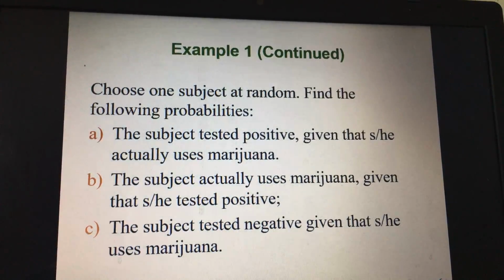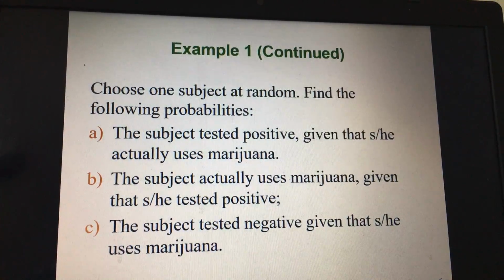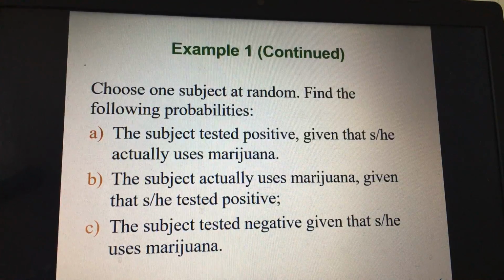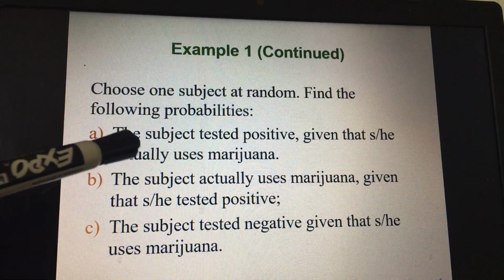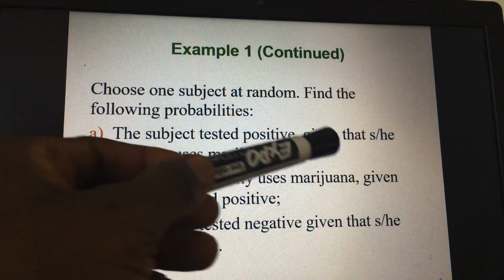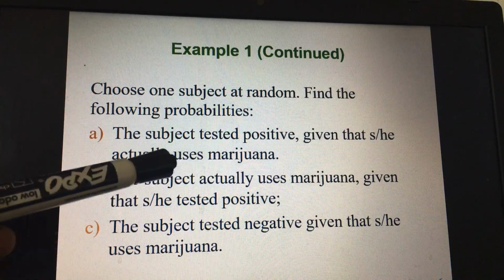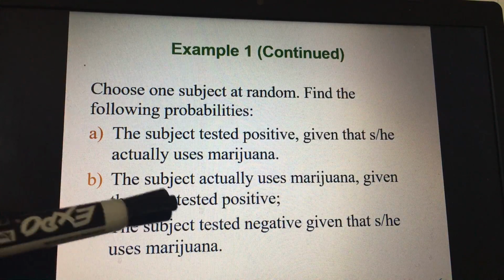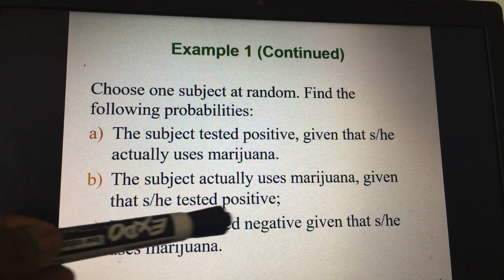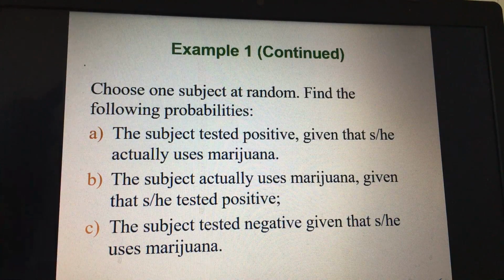These two questions, when I ask it in the class, my students will tell me that they are the same. Even though they might look as if they are the same, they are not. Because the conditions are different. Look here, I said the subject tested positive, given that he or she actually uses marijuana. The condition given is that they use marijuana. But here, the subject uses marijuana, given that he tested positive. So the condition here, tested positive, is different from the condition here, which is uses marijuana. That's why they are different.